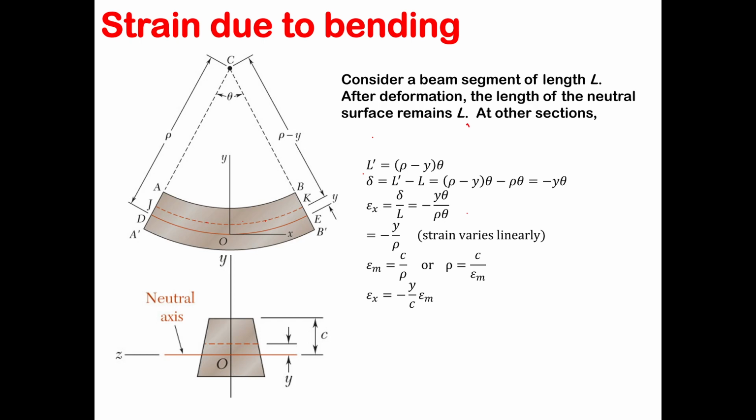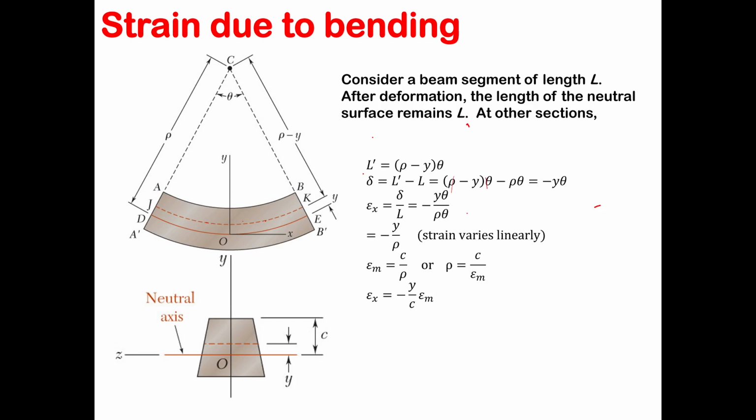And deflection can be calculated by delta. This is essentially going to be your new length, which is L prime minus L. We're going to substitute this here, and L is the arc length, which is rho theta itself. So we're going to have (rho minus y) theta minus rho theta.